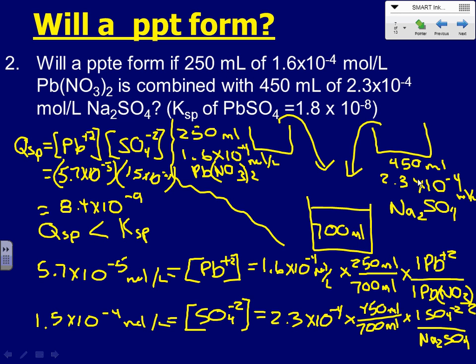How would you describe this solution concerning lead sulfate? How would you describe this solution? Yep. It's unsaturated. Therefore, no precipitate. No precipitate. Okay? Yeah, that's a significant digit situation. Don't stress over it. All right, let's do another one.